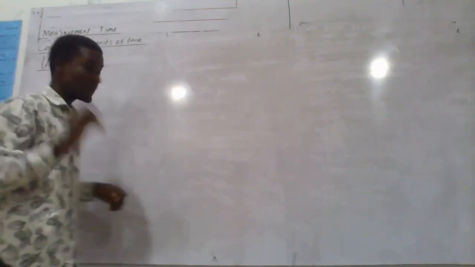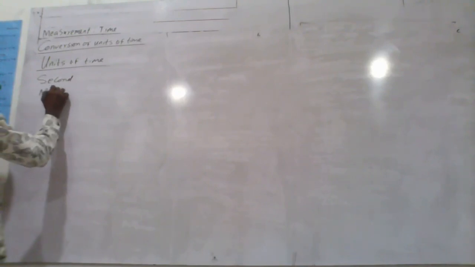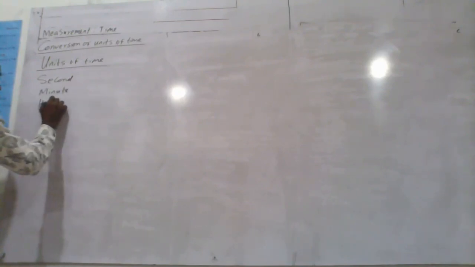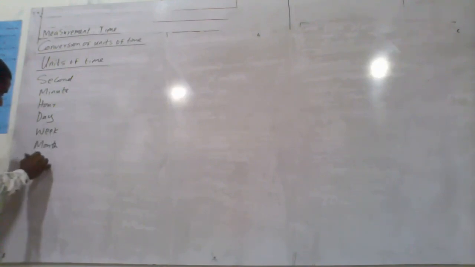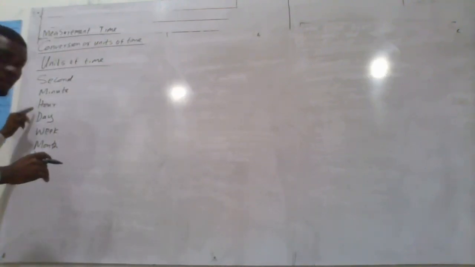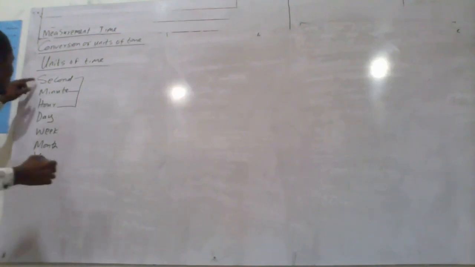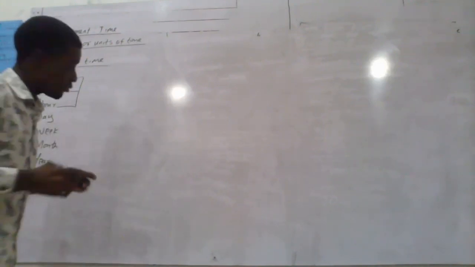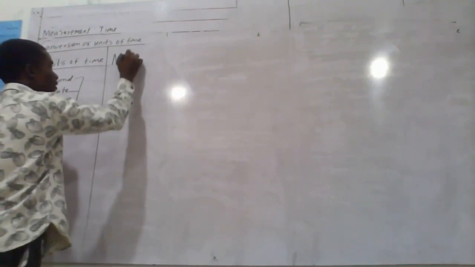Basically, we have 7 units of time, and these include second, minute, hour, day, week, month, and year. These are the units of time: second, minute, hour, day, week, month, and year. But in most cases, we usually encounter these 3 major units: seconds, minutes, and hour, when solving any problems that involve time. Now, let's memorize this conversion.